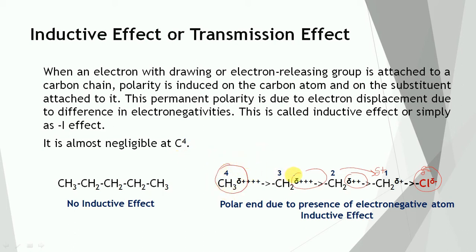So it is the flow of electrons along the straight chain due to the presence of the polar bond at the end. If we consider the case of a simple alkane, then there is no inductive effect because there is no polar end.